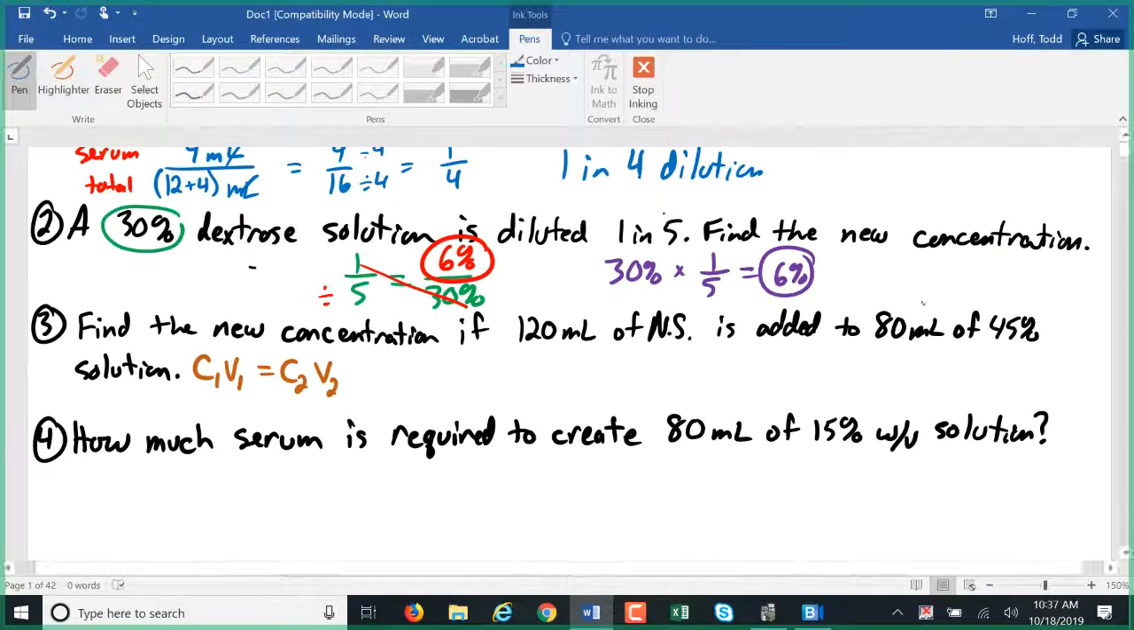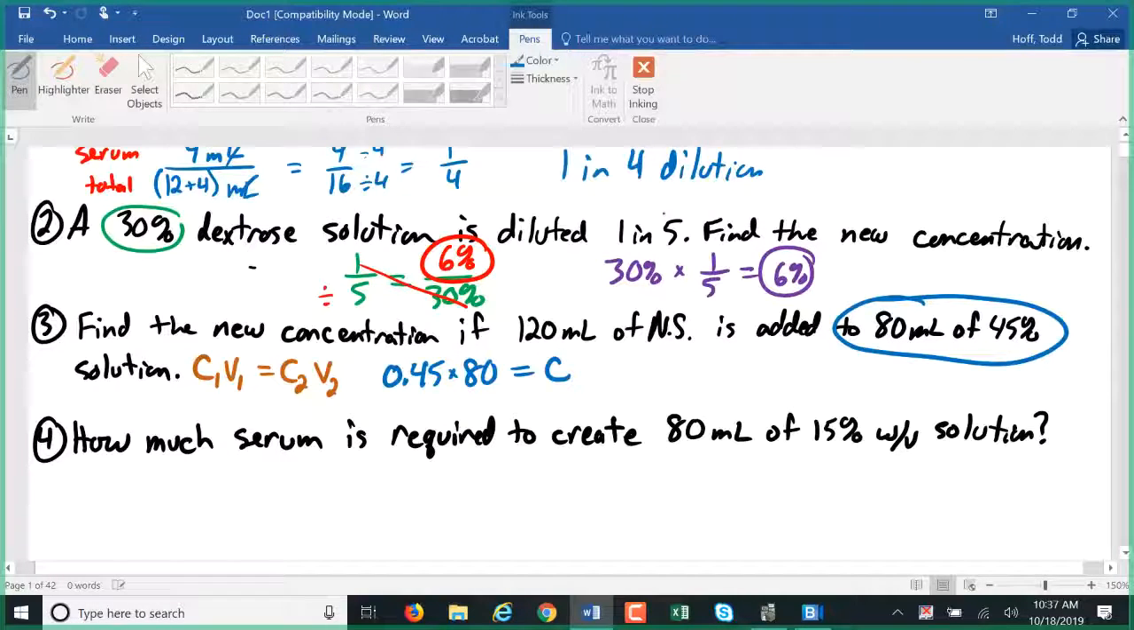I'm used to converting it to a decimal. So we're starting out, probably the hard part here is picking out of the problem what our initial concentration and volume is. We have 45%, 0.45, times a volume of 80 milliliters. That's going to equal our new concentration, which is what we're going to try to find, C2, times the new volume. Now, once again, we had 80 milliliters, and we added 120 milliliters to it.